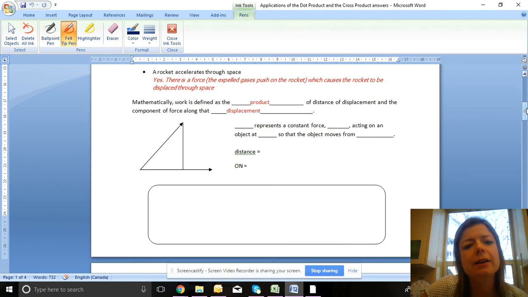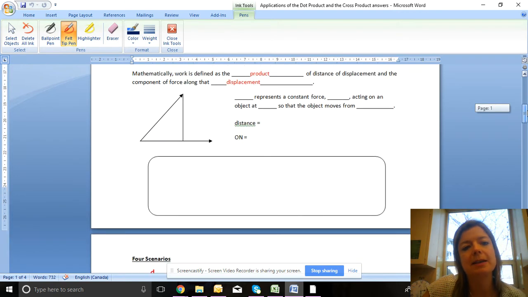Finally, a rocket accelerates through space. Yes, this is force. Yes, this is work. The expelled gases push on the rocket, which causes the rocket to be displaced through space.